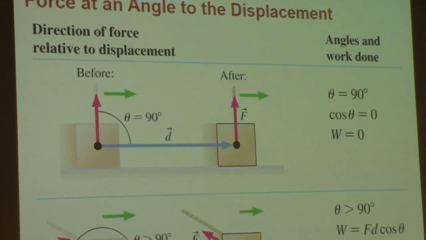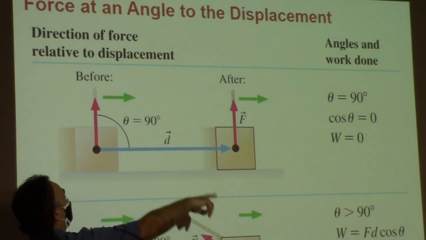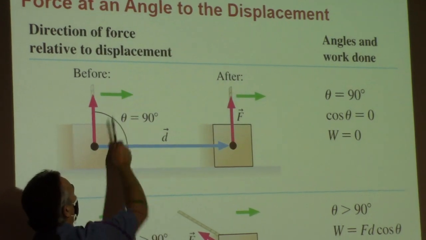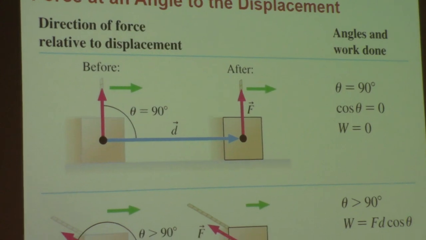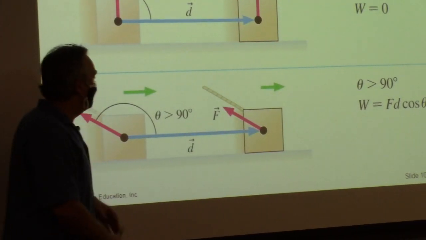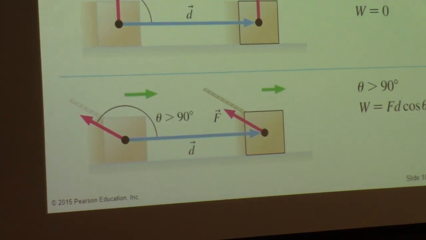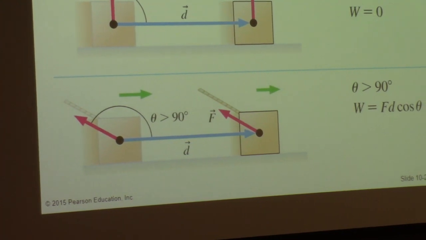Here the work's actually 0. The crate is moving to the right. The normal force is up. It's not doing any work. The work by this force turns out to be negative. It's moving this way. It must be slowing down though, it looks like. So the work is negative. It's making it slow down. Okay, good.